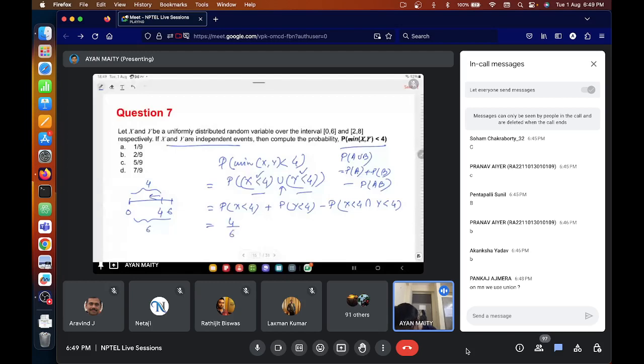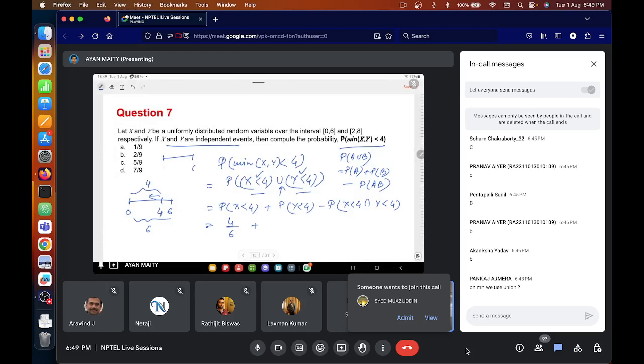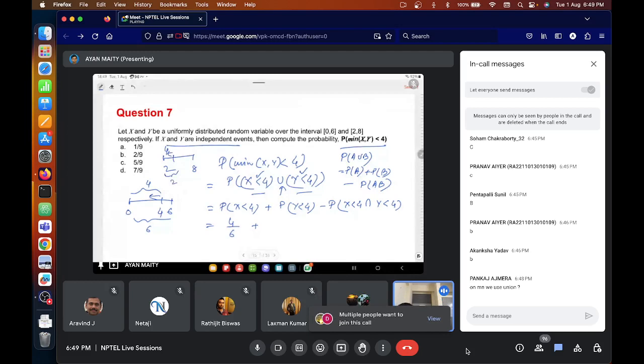So this probability is 4 by 6. Similarly for the probability of y less than 4, in case of y, y is between 0 to 8, and y is less than 4, so this length is 2 and this whole length is 6, so 2 by 6.